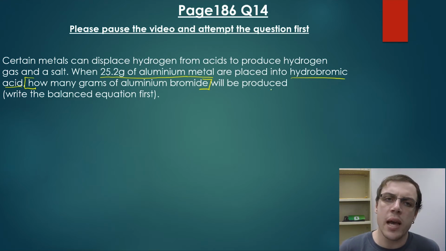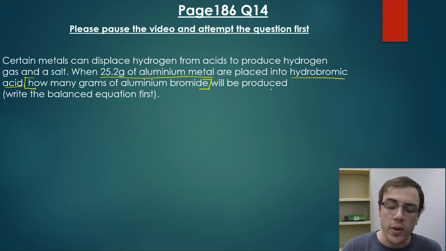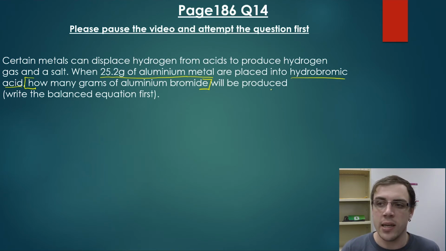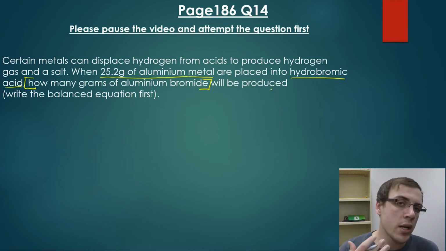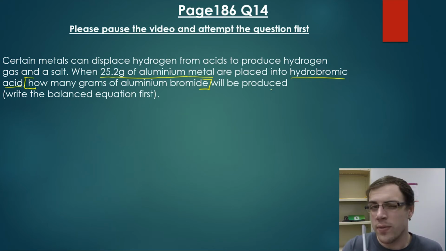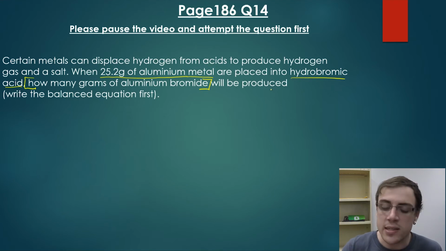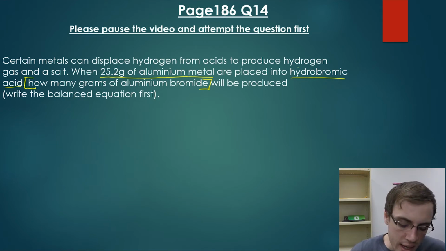So this is a good example of where nomenclature of inorganic compounds comes into play. The question isn't directly stating what is the name of this compound, okay? It's not asking you that, but knowledge of that module is essential to understanding this question, because otherwise you wouldn't know what these names mean and what they represent in terms of chemical formula. So, big thing here: certain metals can displace hydrogen to produce hydrogen gas and a salt. Okay, so that's giving us a hint.